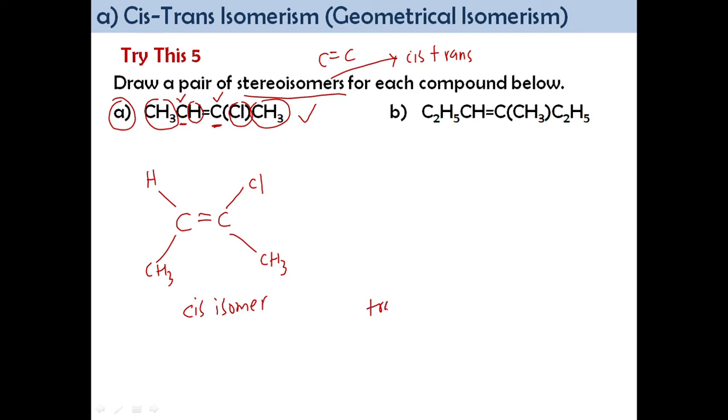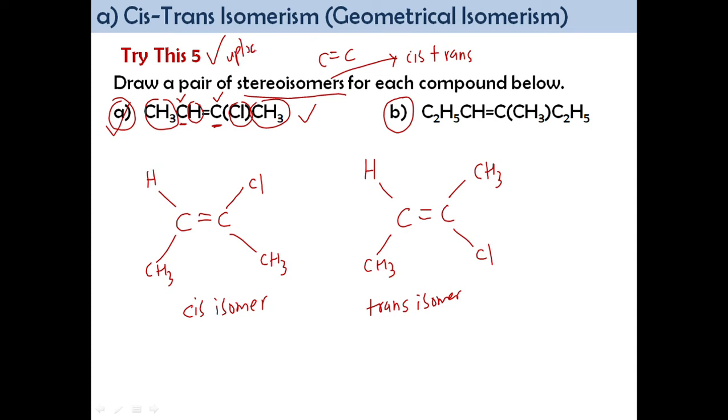For trans isomer, okay, start dengan benda yang sama, C double bond C, and then kangkangkan dia punya bond. So, if I want to stay this as H and this as CH3, and I want to produce a trans, is opposite. So, means kita akan letak CH3 dekat sini, Cl dekat sini. So, boleh nampak this is opposite. Okay? Jadi, dah siap untuk A. I want you to try for B and then upload your answer for try this 5. Okay?